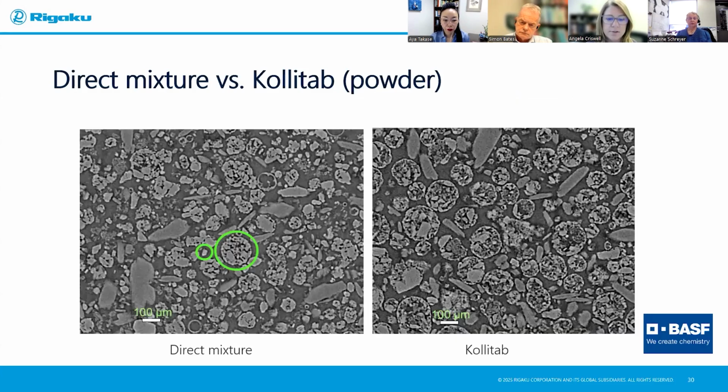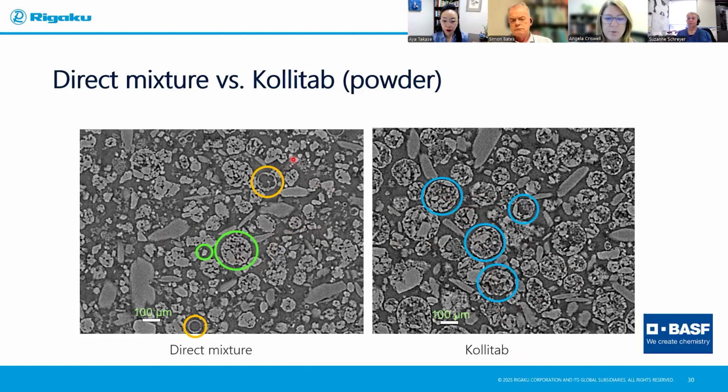Well, looking at the direct mixture, we see that there are greatly different particle sizes. There are small particles and very large particles. Additionally, there are some particles that are filled and some that are empty. And we also see the API in this case, which is ibuprofen. If we compare that to the Colatab side, most of the particles are filled. And even though there is a size distribution, it's much tighter than over on the left, with its mixture of different sizes. It's more uniform.